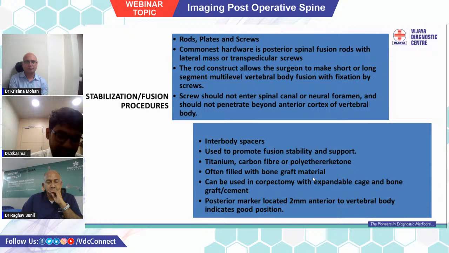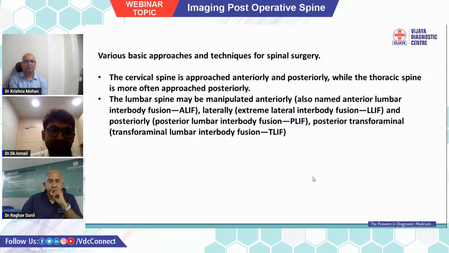And with fusion procedures, there is increased use of interbody disc spacers, and these disc spacers are usually made of titanium or PEEK or carbon fiber, and the disc spacers are often filled with bone graft material in order to increase the chances of arthrodesis. These interbody disc spacers have a radio opaque marker at the posterior margin, and the ideal position when we are evaluating an everyday radiograph is that the posterior marker should be located 2 mm anterior to the posterior cortex of the vertebra.